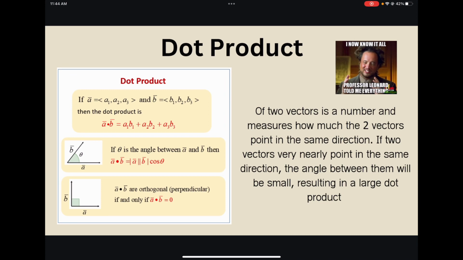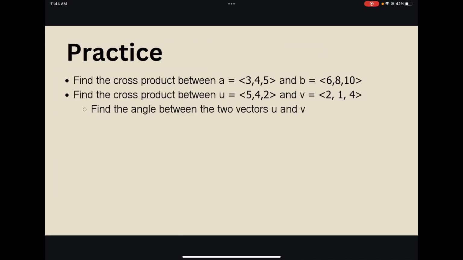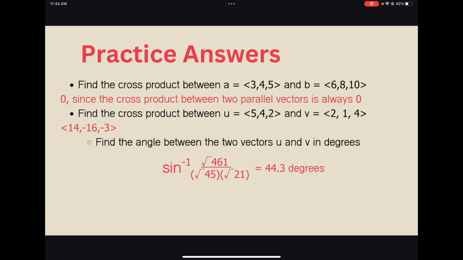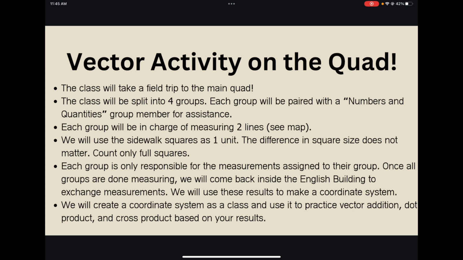We went over dot product and cross product, and to practice these, we gave an example to the class and we went over their solutions together. To practice the concepts we learned about vectors that day, we did a vector activity on the quad where we split the class into groups, and each group was responsible for measuring a different side of the quad by counting the squares on the sidewalk. After everyone was done, we used everyone's measurements to come up with a map of the main quad using vectors.